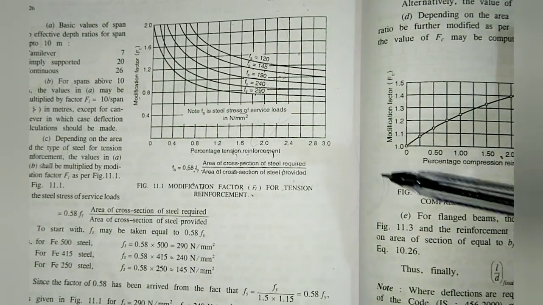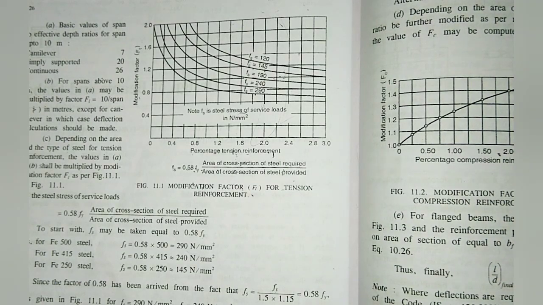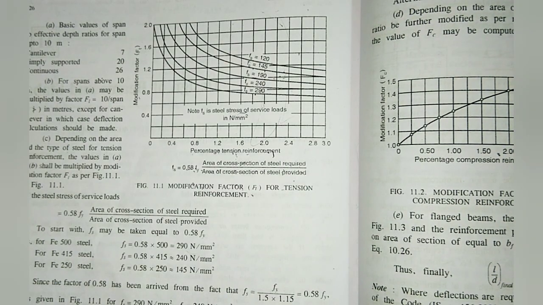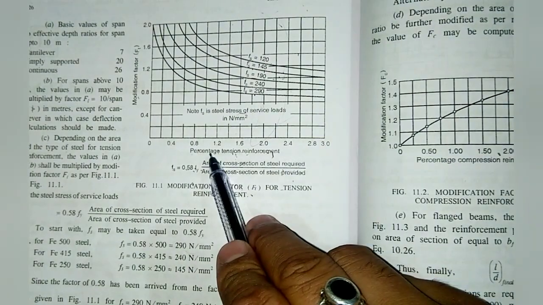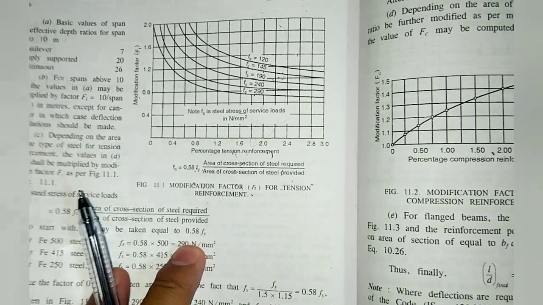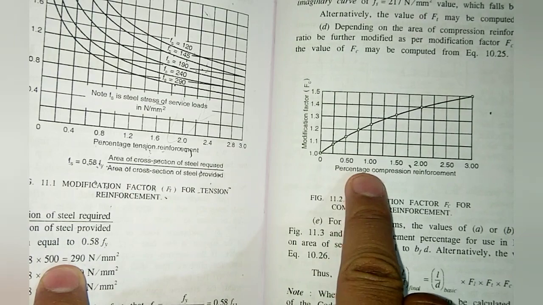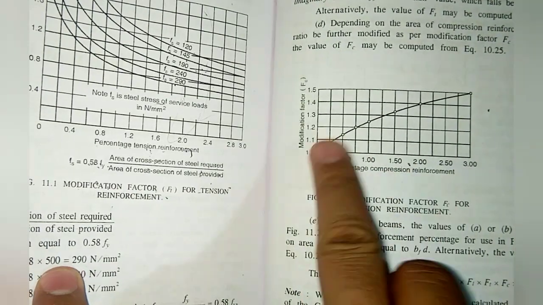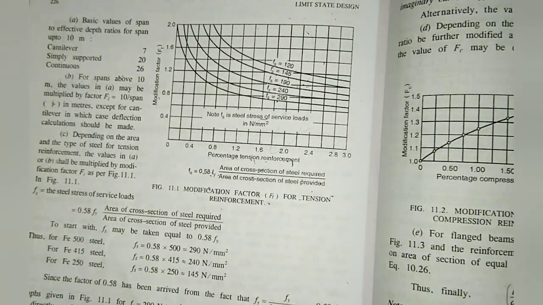So how are we going to calculate? We are just going to use this table or figure. This figure is given in your IS code at page number 38 and 39. This table is the modification factor for tension reinforcement, and another table given here is the percentage compression reinforcement table, and the value of the modification factor. So you can take the value from here.